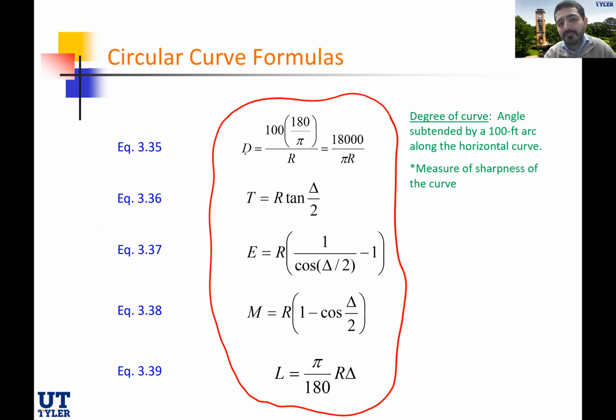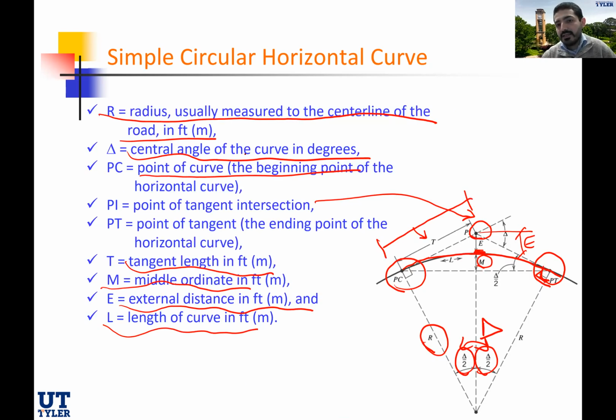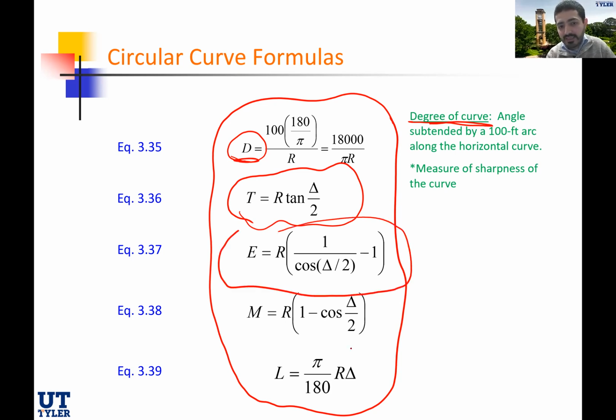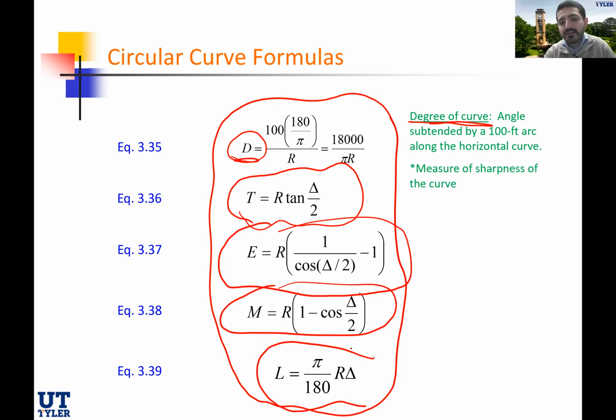The D, that's actually another thing that I did not mention before. This is the degree of curvature. It's an angle subtended by a 100 feet arc along the horizontal curve. We typically like to measure it as a sort of measurement of how sharp the curvature is. But more importantly, we're interested to know the tangent of that horizontal curve. I'm interested to get the E, the M, and of course the length of the curve.